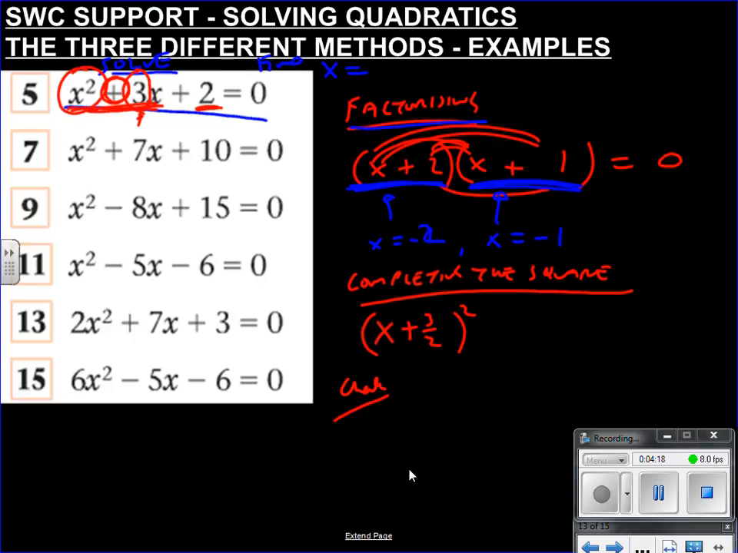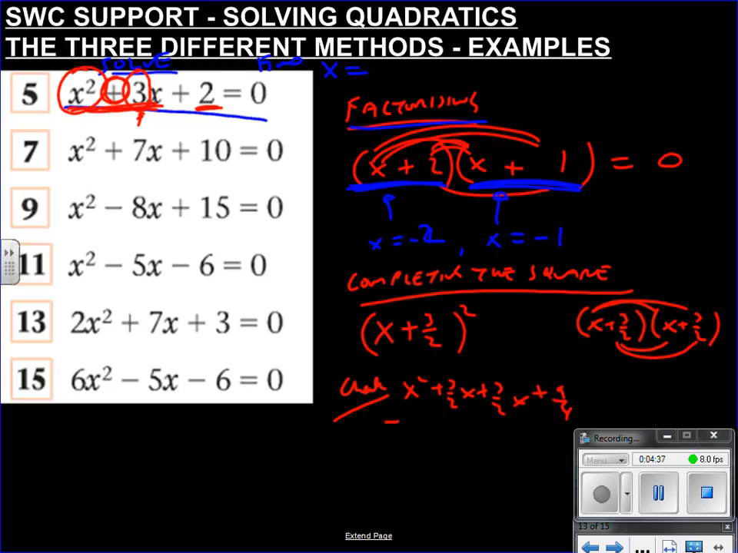So again, if we expand out the brackets, so if I do it over here, x plus 3 over 2, x plus 3 over 2, x times x is x squared, x times 3 over 2 is 3 over 2x, plus 3 over 2x. 3 over 2 times 3 over 2 is 9 over 4. So if I add it all together, x squared, 3 over 2x plus 3 over 2x is 3x, plus 9 over 4. I didn't start with a 9 over 4, did I? There is no 9 over 4 in here.